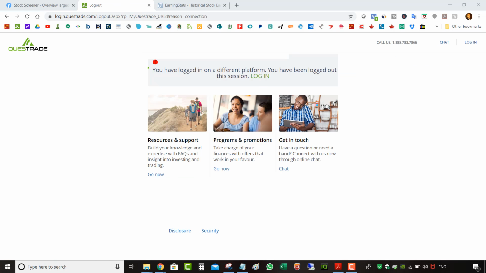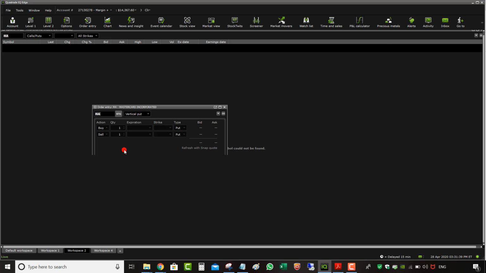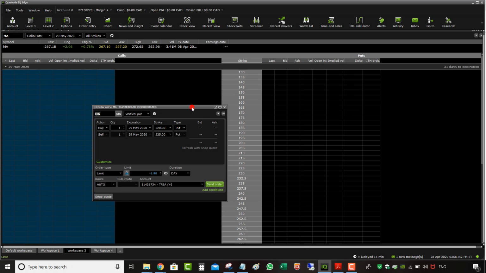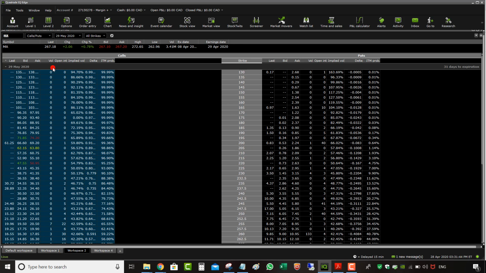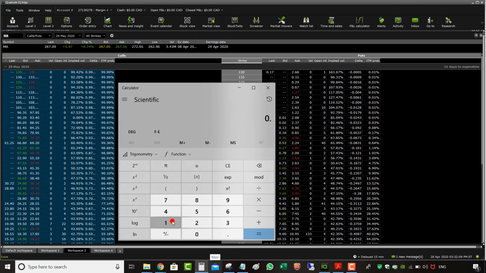As I log into IQ Edge, it logs me out of the browser version. All right, so I'm going to look up the option chain for MasterCard. It's already looked up. And then I'm going to choose, am I on May 29th? Yes, so let's look at the 240 strike. That's the strike I was looking at. It gives me 17%. So you see delta's 27, but the actual in the money probability is 17%, 18%.